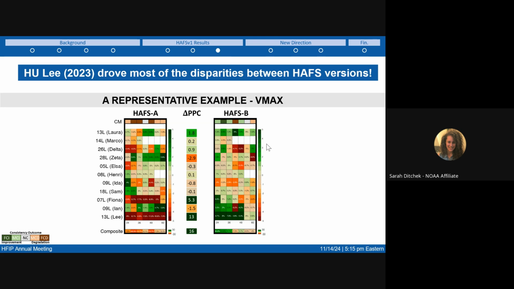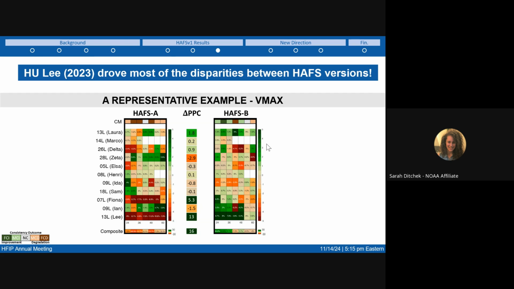First, if we look at the very bottom row here, the composite average MAE skill increased 16 points in HAFS B compared to HAFS A. And nearly all of this improvement was due to one TC, that's Lee. You can see here, if you go up one row, that Lee had a 13-point change between A and B. But it wasn't just Lee. Yes, it dominated the results, but several other storms did contribute, like Fiona and Laura.